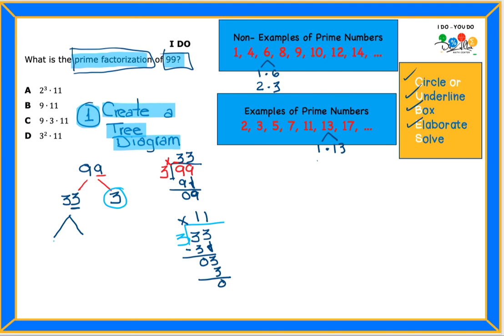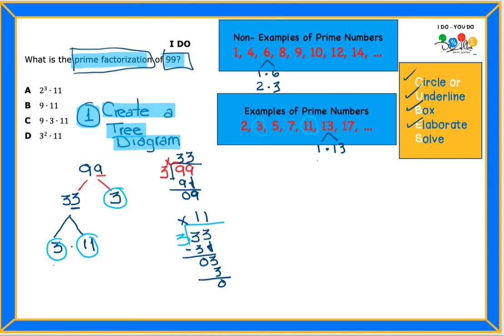So I'm going to write in here 3 times 11 gives me back this 33. And 3 is also a prime number, and 11 is also a prime number, right there. So I finished finding the factors that are prime numbers.